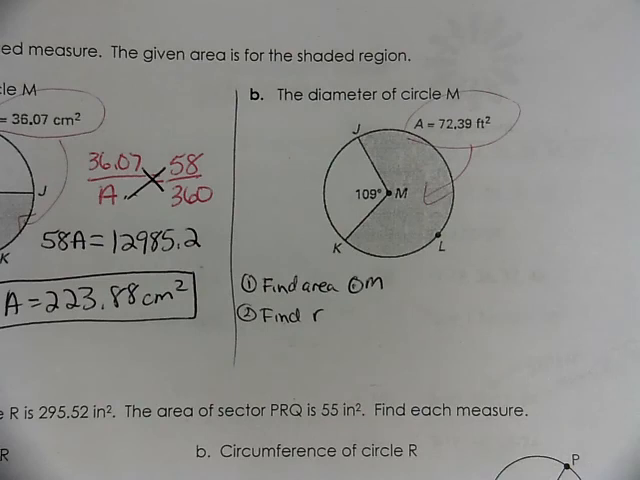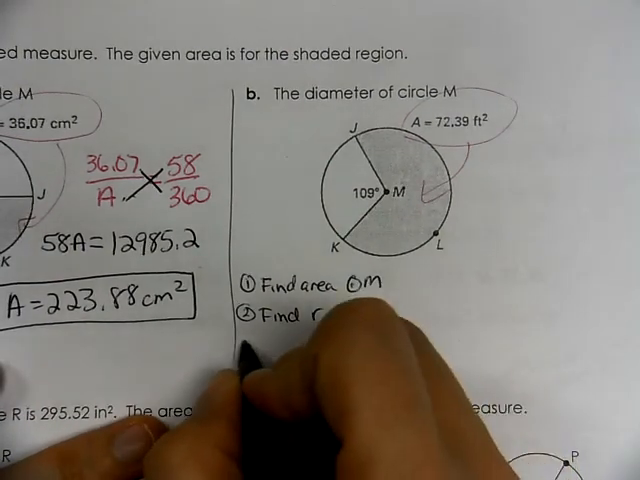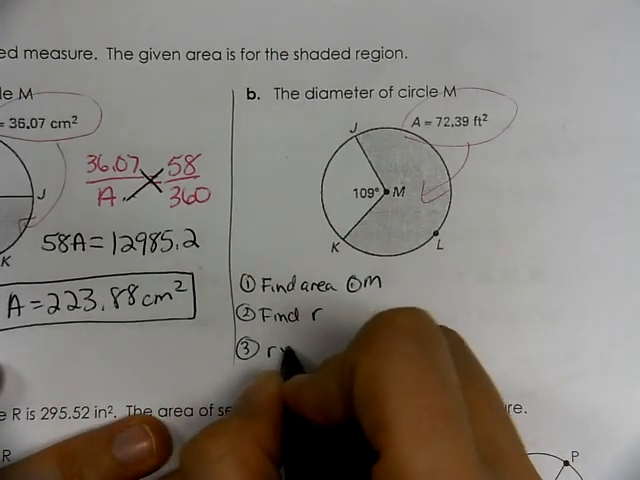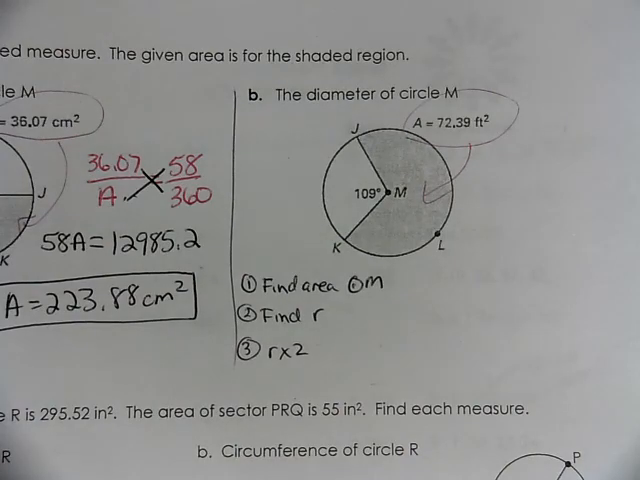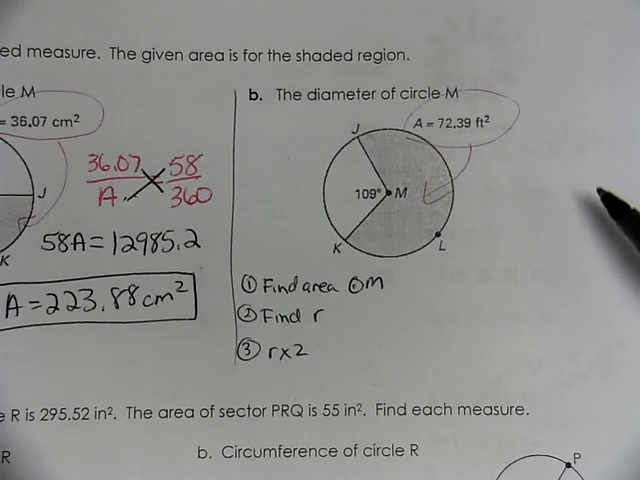Radius is half the diameter, right? So once I find the radius, I can take r times 2, and that'll give me the diameter. So 3 steps. I don't think this is necessarily the hardest, it's just the longest.